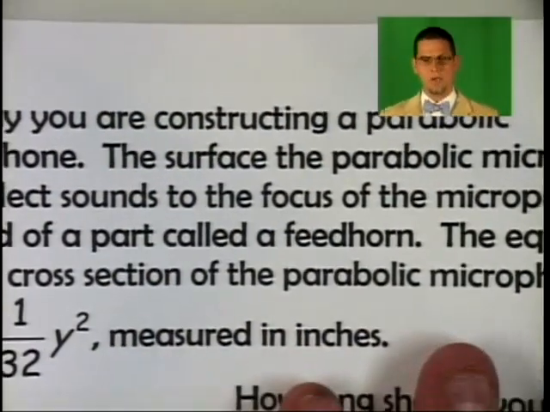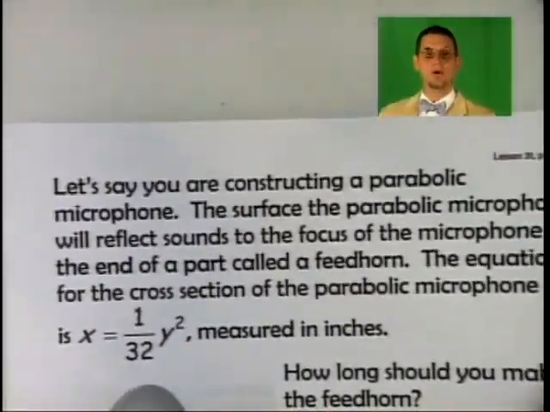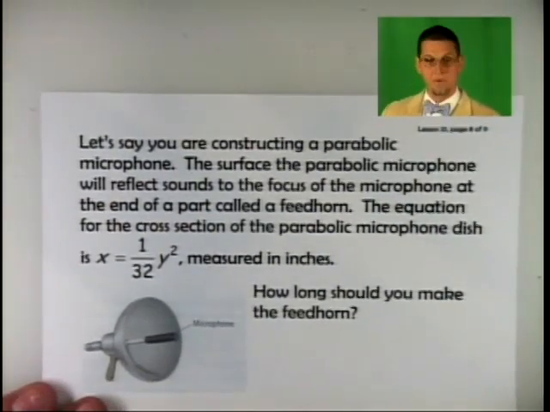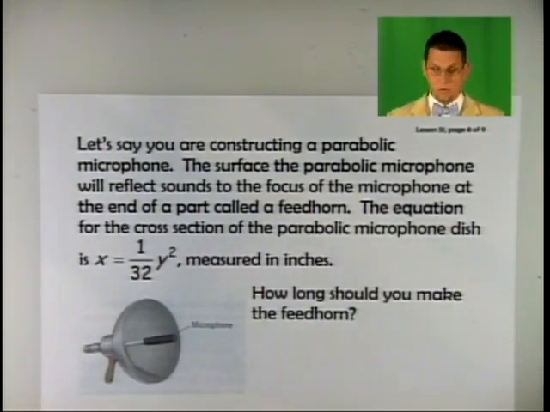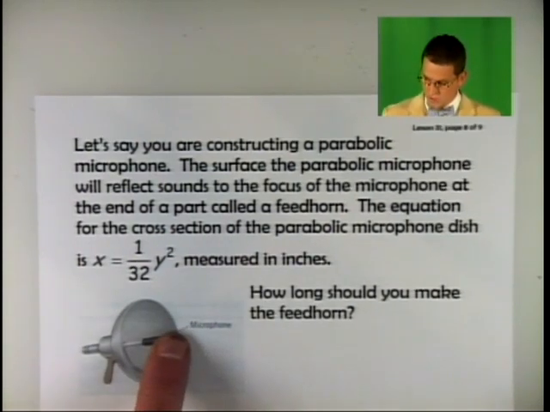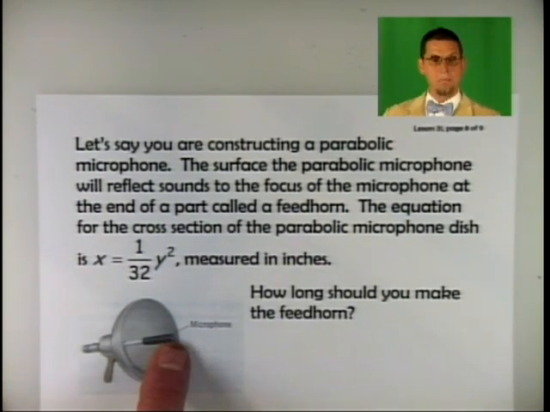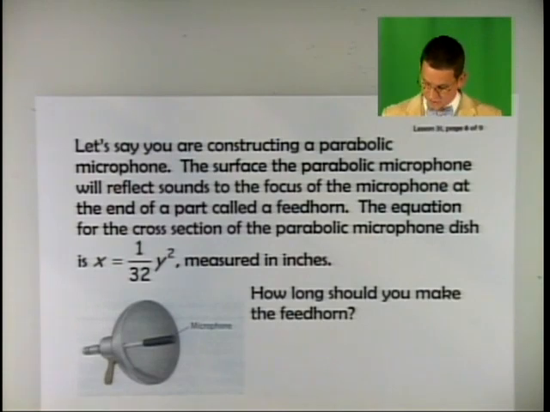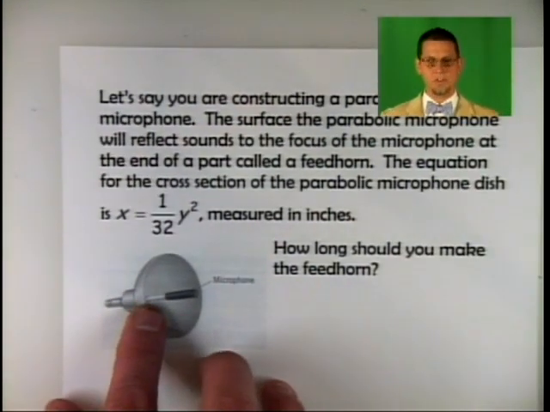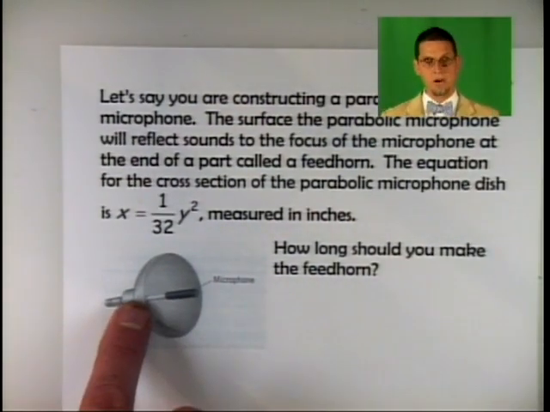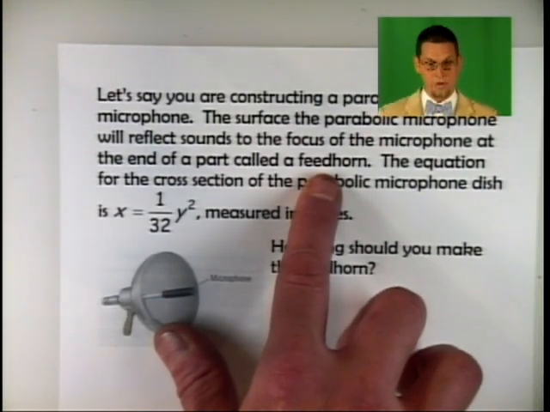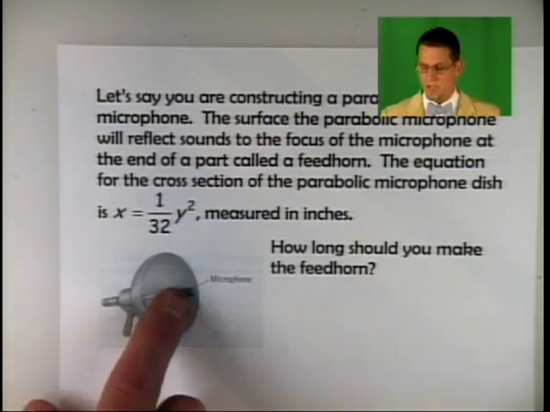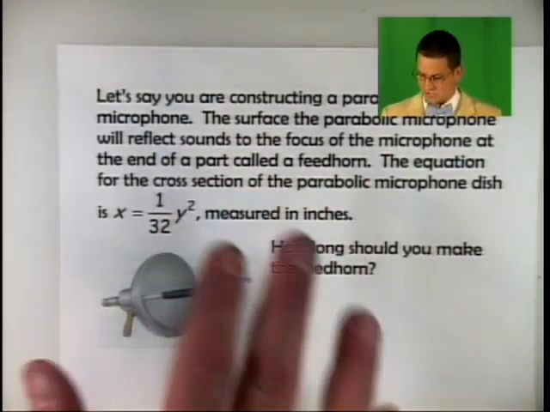Okay? So let's say that you're constructing your own homemade parabolic microphone. It can be done. The surface of the parabolic microphone is going to reflect the sound to the focus, which is precisely where our microphone is placed, precisely at the focus. Well, we need a physical object to extend from the base of the parabola to hold the microphone. And that is called a feed horn. Okay? It sticks through the parabola and it extends the microphone out, the feed horn.